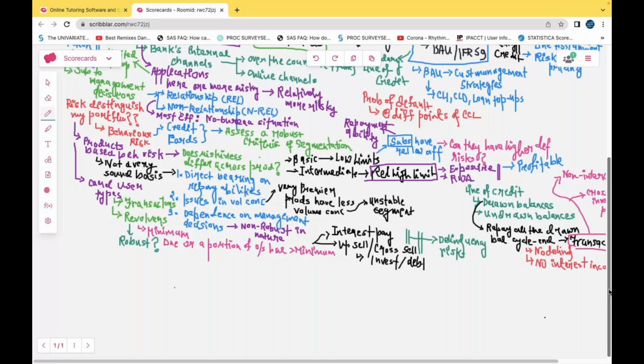Hence we decided that any segmentation we plan to do should be based on factors relevant to the individual's risk behavior more than anything else. It should always be the behavioral aspects of a borrower that are taken into account when a segmentation is being designed. That is something we talked about in the last class.